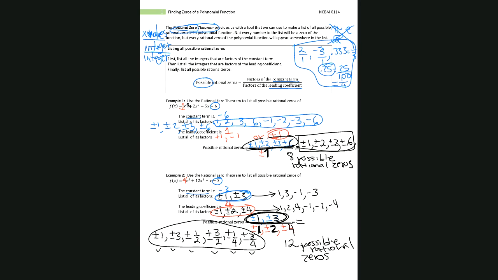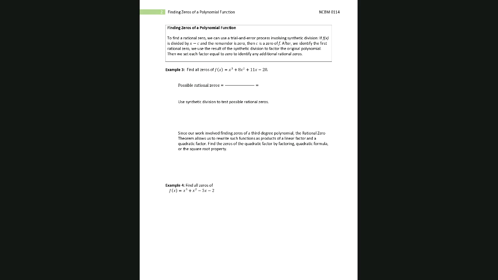So now let's move on to the next page so we know what to do once we have all those possibilities listed. So here, finding zeros of a polynomial function. To find a rational zero, we could use the trial and error process. Now, if you have several possibilities, it's kind of tedious, but you know how to do synthetic division, and that is kind of easy for us to do. So that's the way we're going to check.